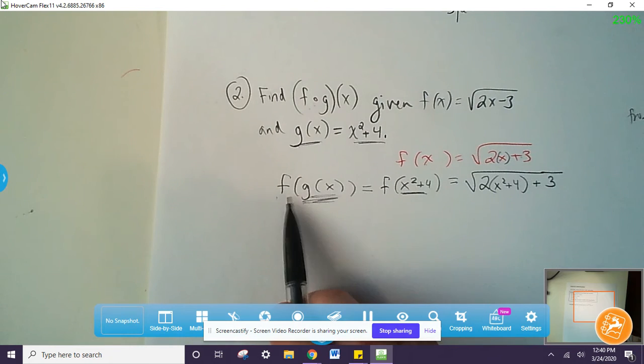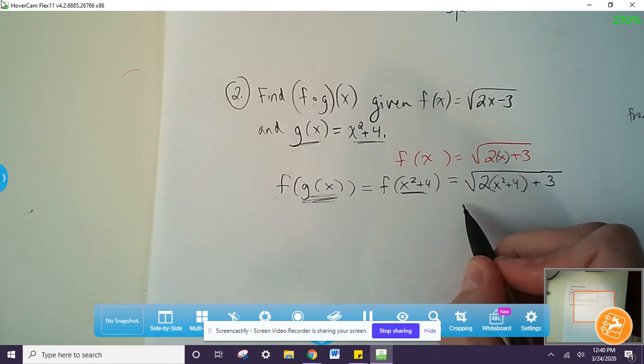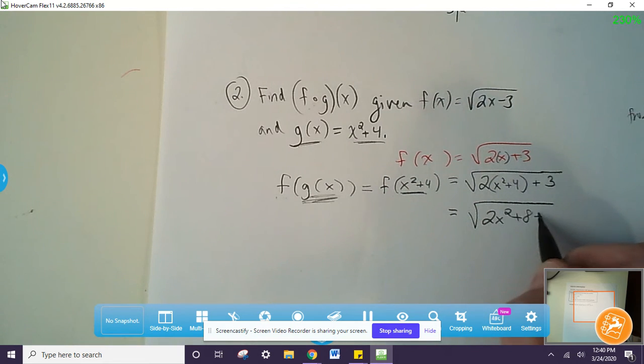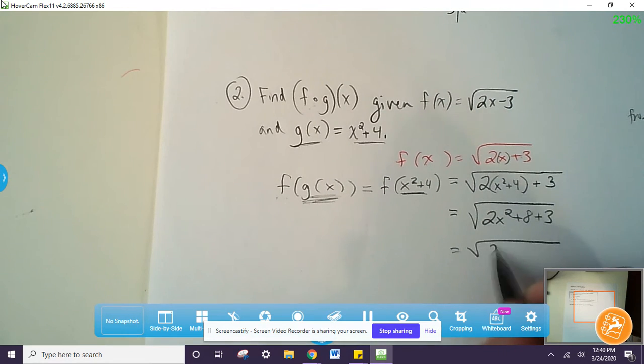So that's the composition f of g of x, and we're just going to simplify it a little bit by distributing the 2. And you can't do anything to simplify it further, so that's your composition f of g of x for this example.